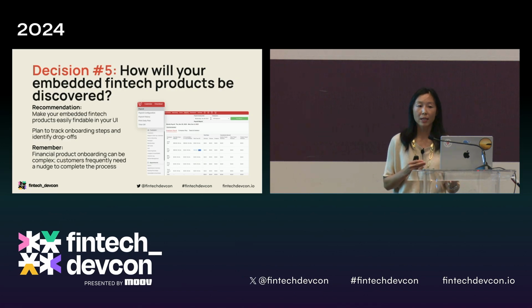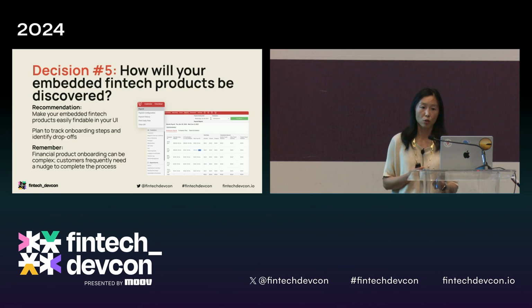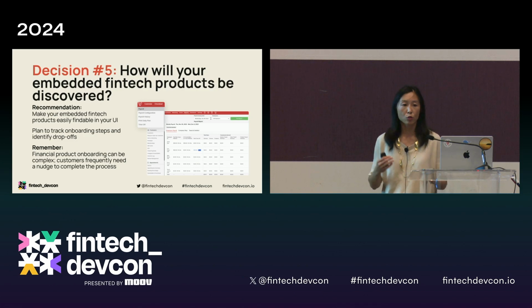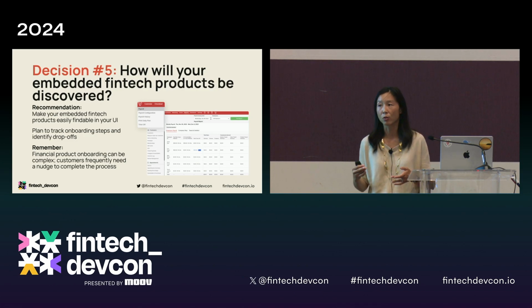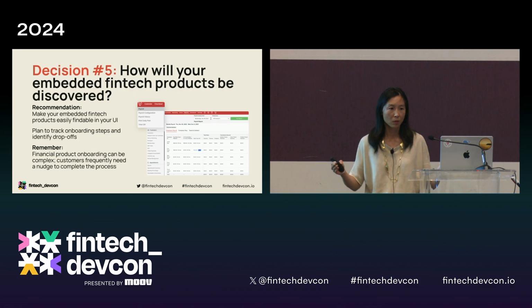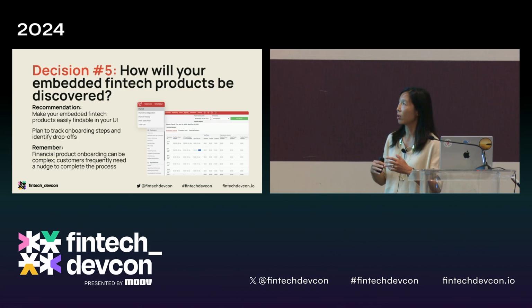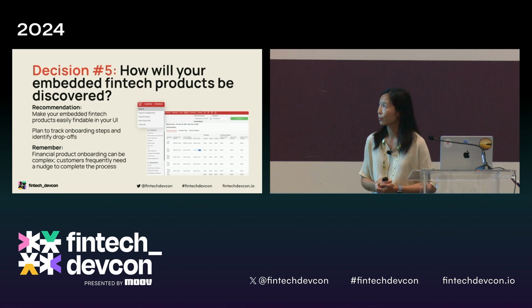And so we recommend making your embedded fintech product easily findable in the UI, which means making sure that it's part of the dashboard, that it's part of the sidebar navigation, and then also tracking those customer behaviors so you know exactly where they are in the user flow. It's important to have a fully thought out product-led growth strategy before you fully launch that product.